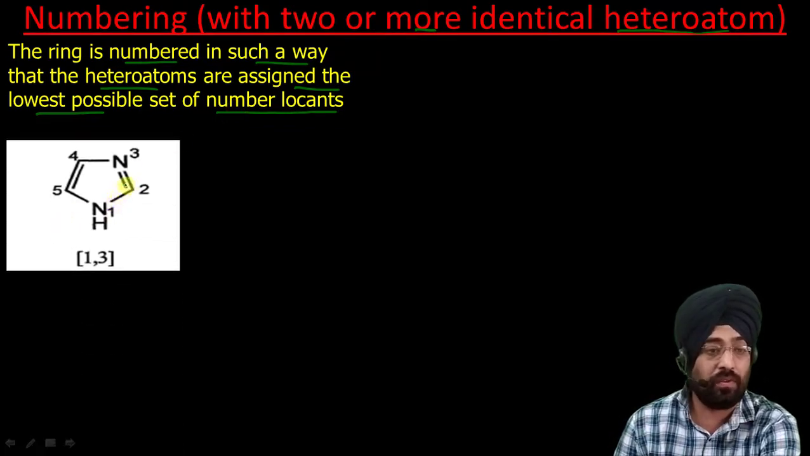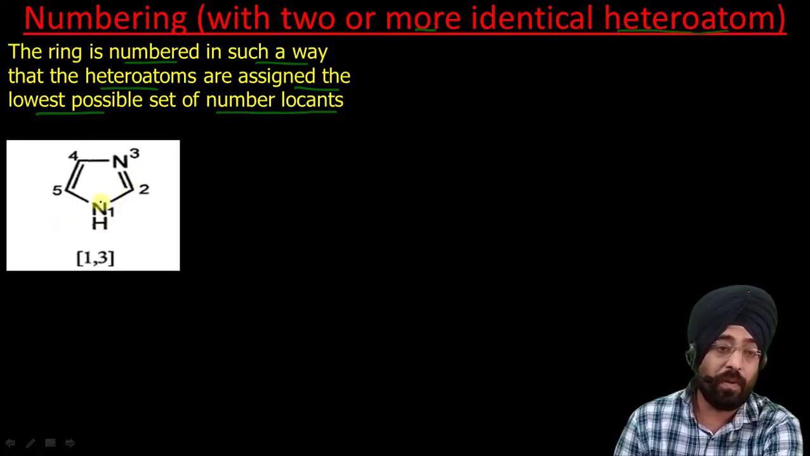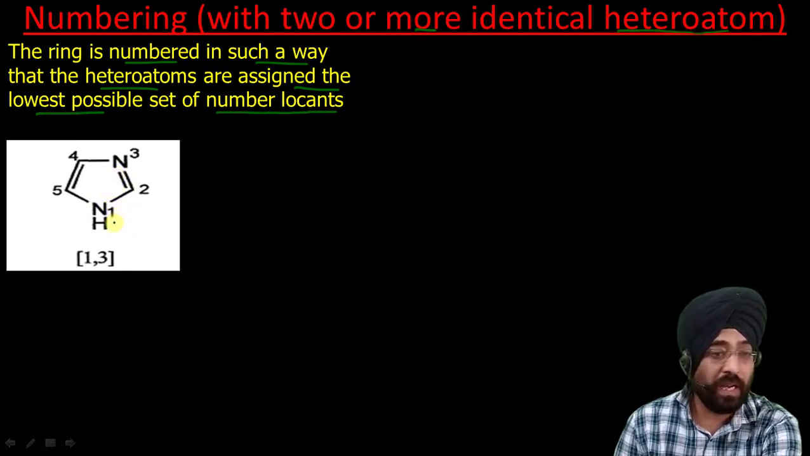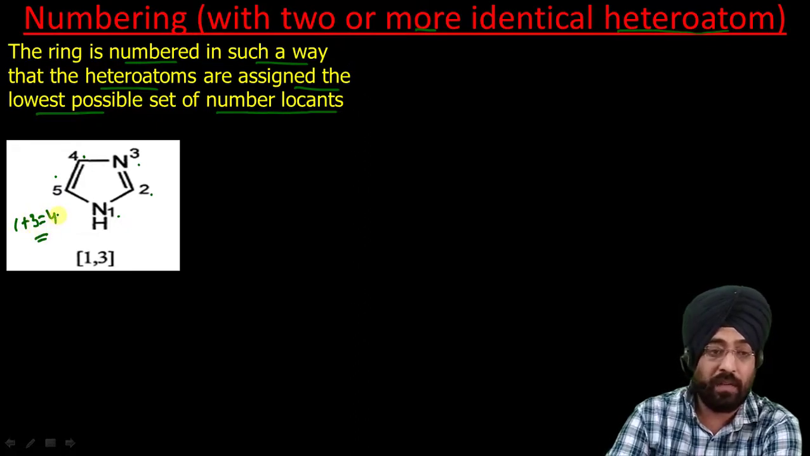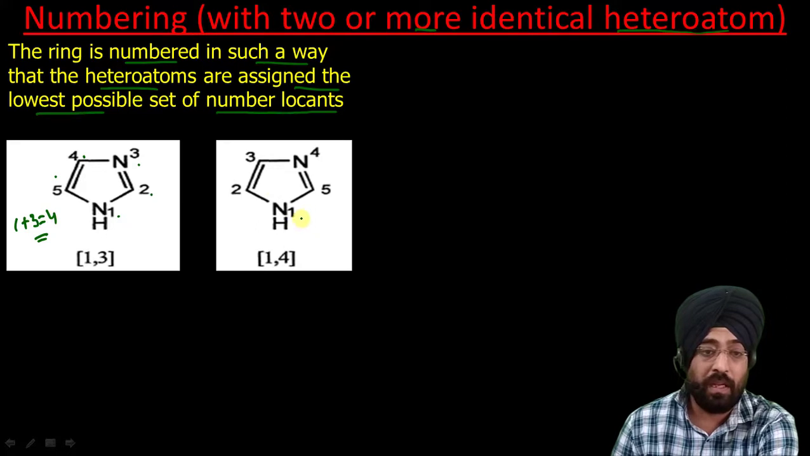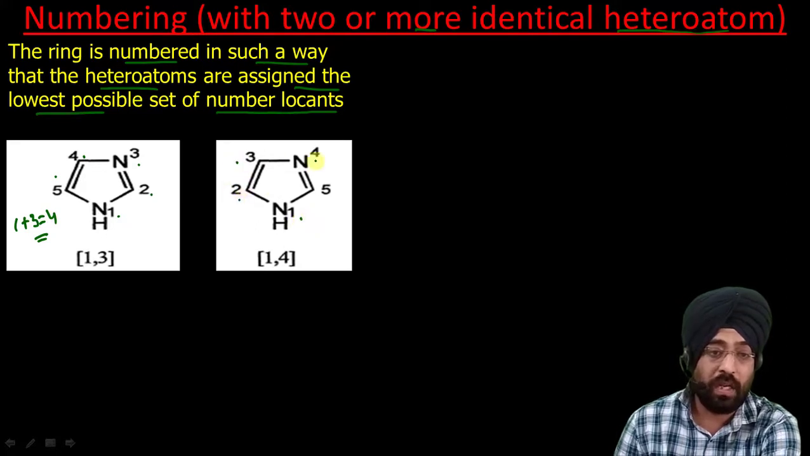Now you can see, suppose this compound, it has two heteroatoms. We can start numbering from here like 1 2 3 4 5. Now the sum of locants is 1 plus 3 is equal to 4. Now let us see the other possibility. Other possibility can be 1 2 3 4 5. This can be another possibility to assign numbers. Now in this case the sum of locants is 1 plus 4 is equal to 5.